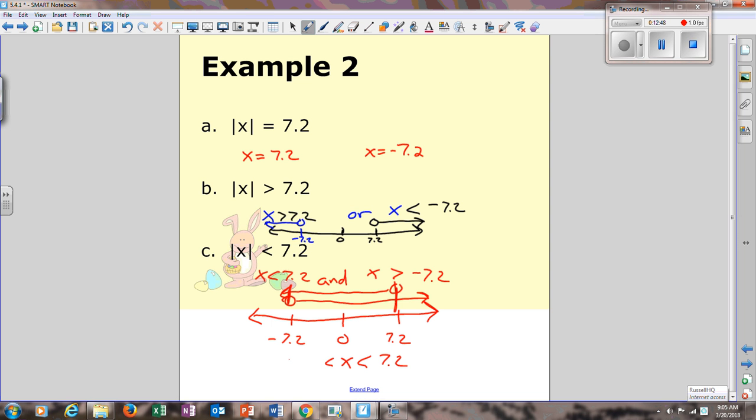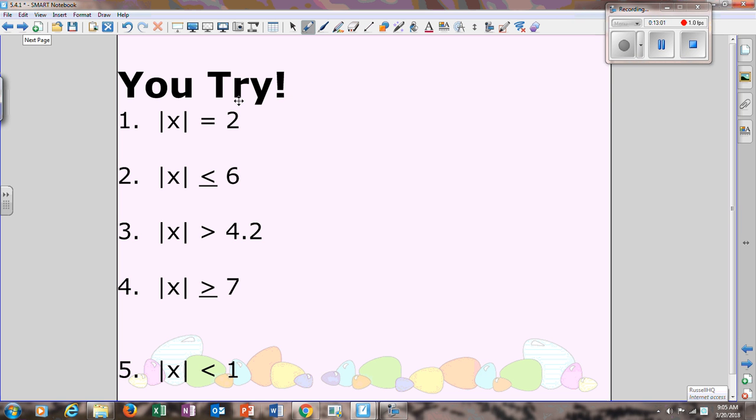And that's your answer. Okay, I want you to do the U tries. Now, you'll see in the U tries, like number 2, we have the less than or equal to sign. Remember, all that changes is whether it's a solid dot or an open dot. Okay, the equal sign one, you don't have to graph. I want you to graph the rest of them, just so you know whether it is a greater than or less than, making it an or an and.